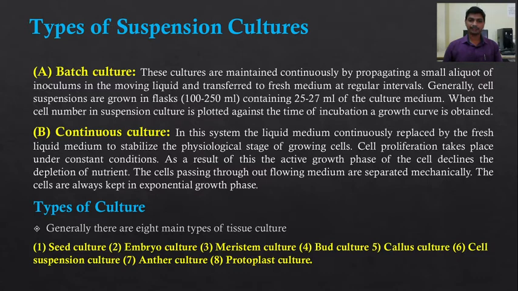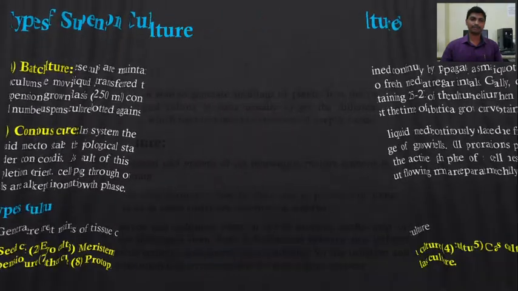Similarly, meristem, bud, callus, cell, anther, protoplast. So these are the explants used in the culture. The names given for different types of culture have been made on the basis of the explant used. Here is the seed culture, embryo culture, meristem culture, bud culture, callus culture, cell suspension culture, anther culture, and protoplast culture. So one by one we are going to study these different types of culture.